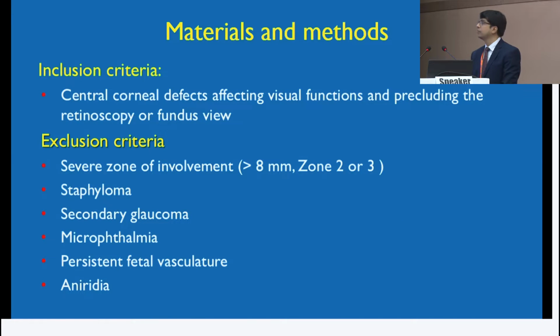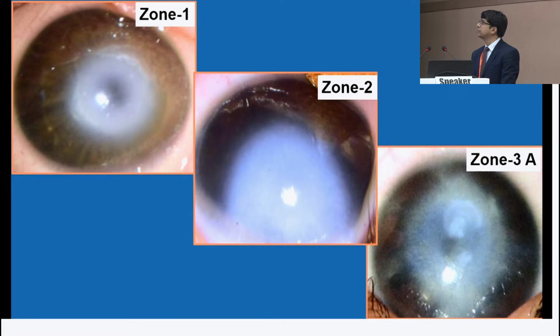Based on the location and extent of the corneal opacification, the corneal opacity can be categorized into zone 1, which is a central island of corneal opacification within the central 6 mm.